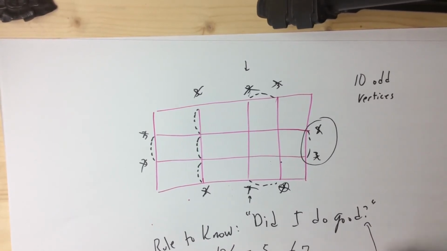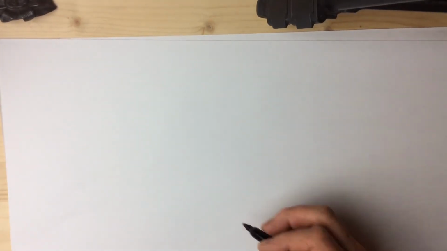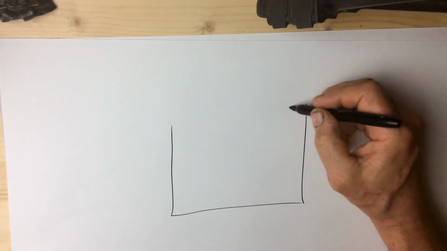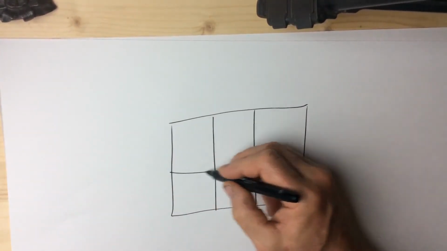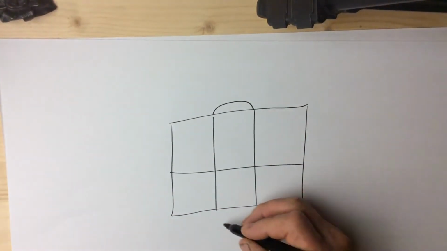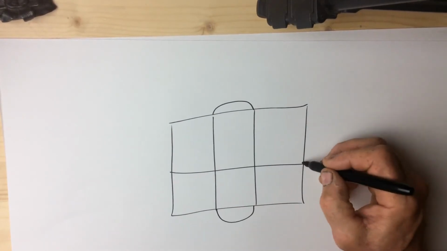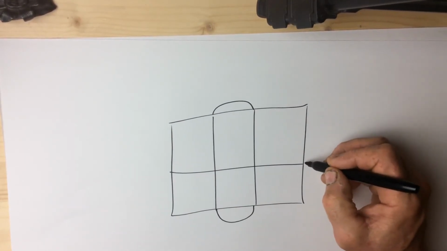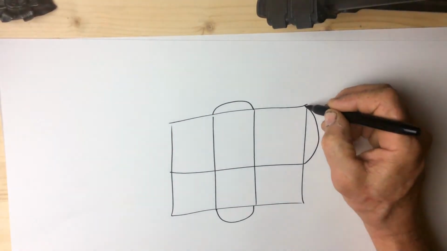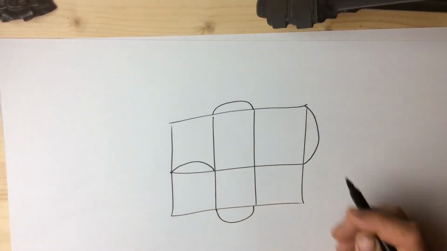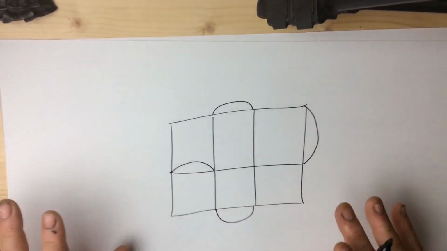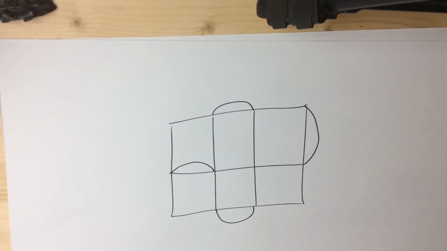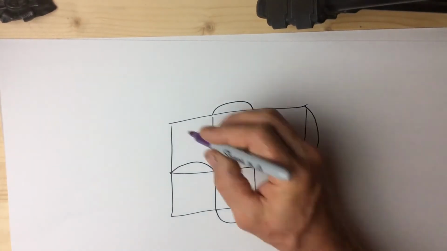Now, I was doing one thing that I really don't want you guys to give as a final answer when you draw a graph. So I'm going to draw another one. All right. Those are not duplicate edges. They're just curvy roads.